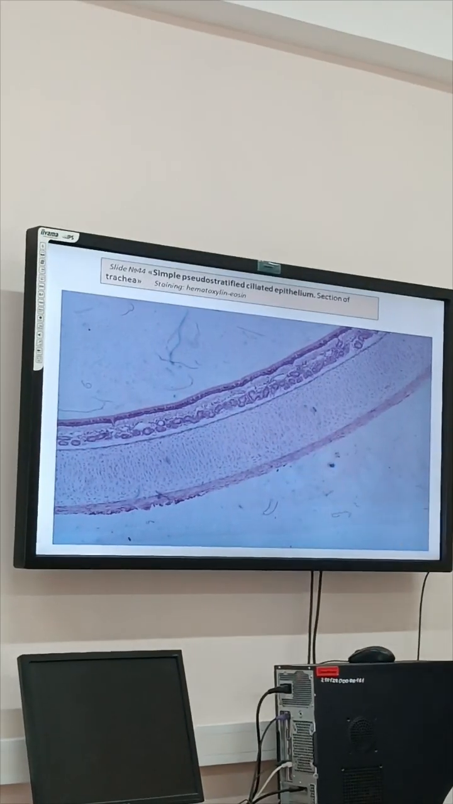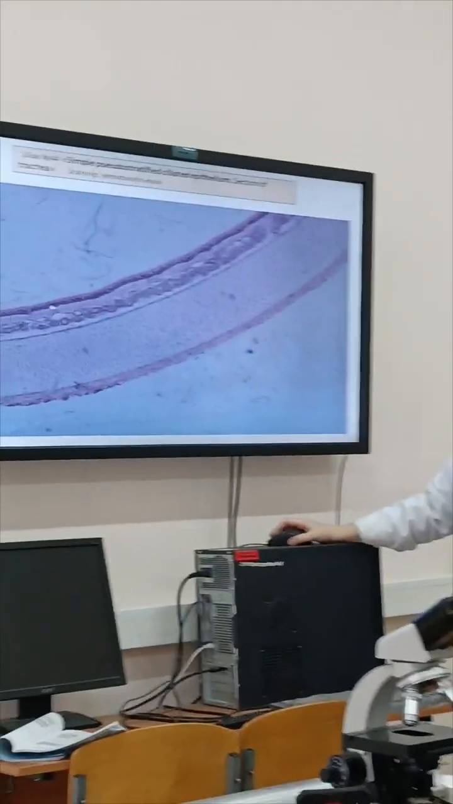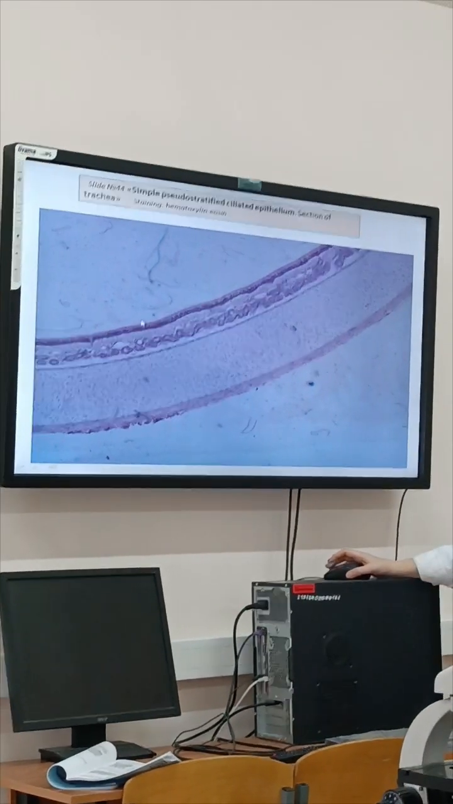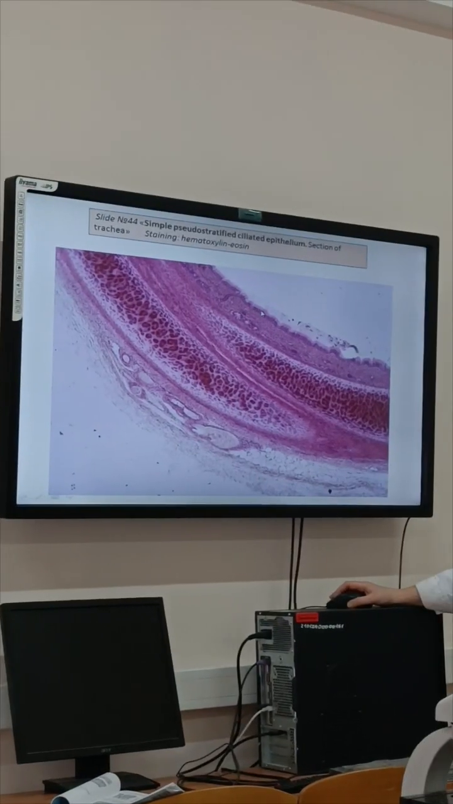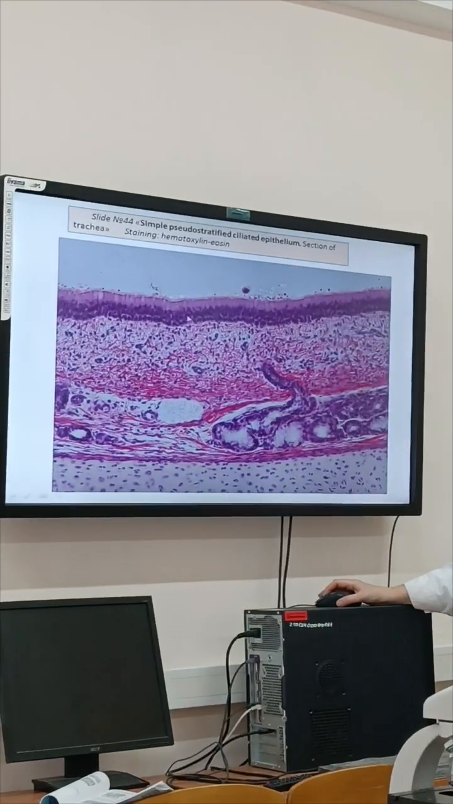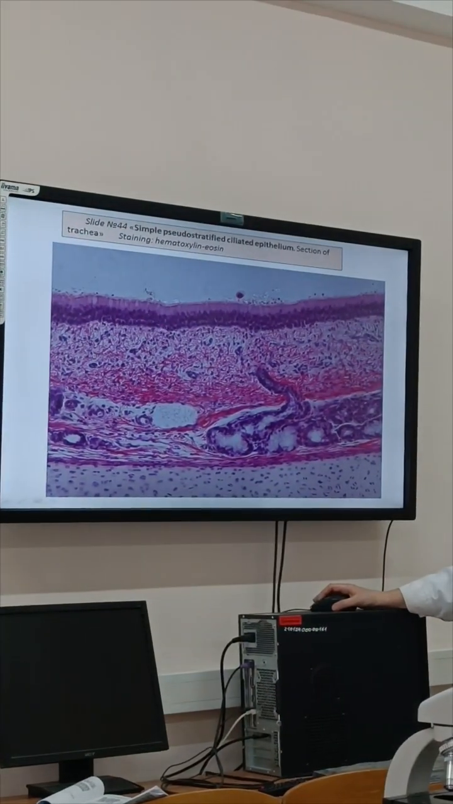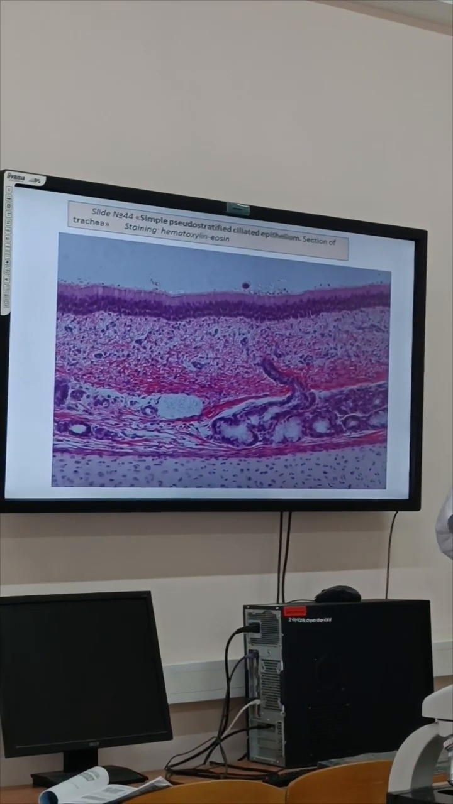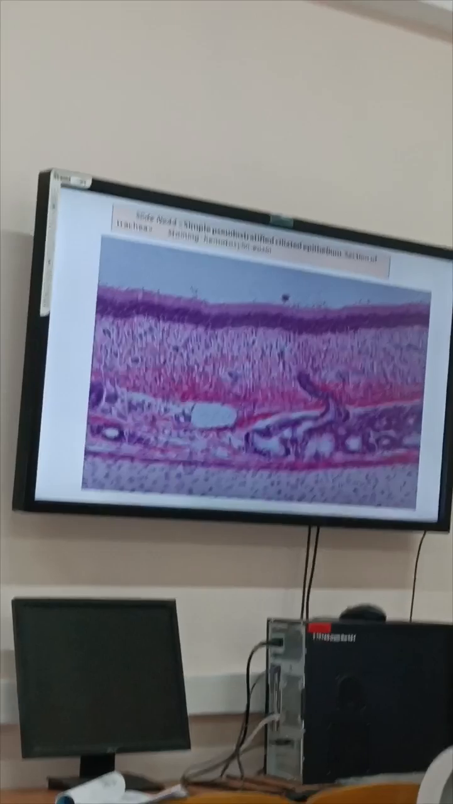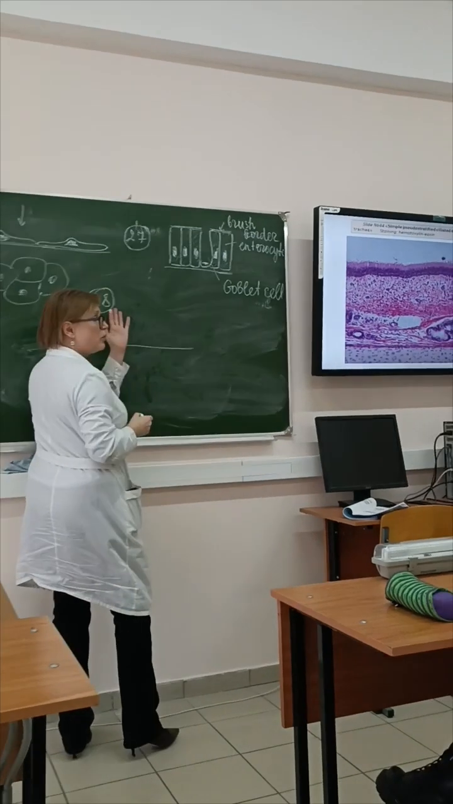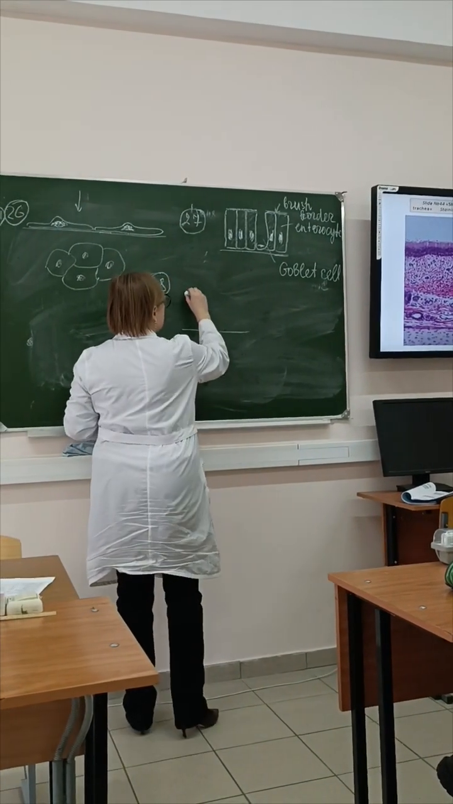This is the wall of the trachea, and internally it is lined by epithelium, this epithelium, yes? And when we examine it magnified, we receive this epithelium. Look please how many rows of nuclei. And sometimes we can't see a clear border between cells. That's why we draw schematically again to demonstrate your knowledge about the structure of this epithelium.